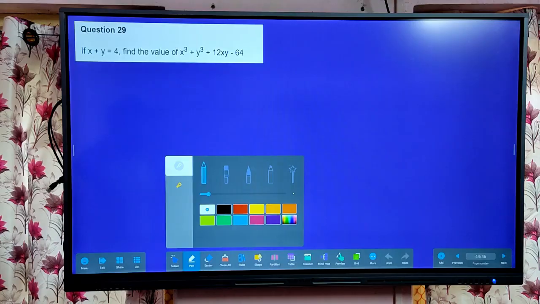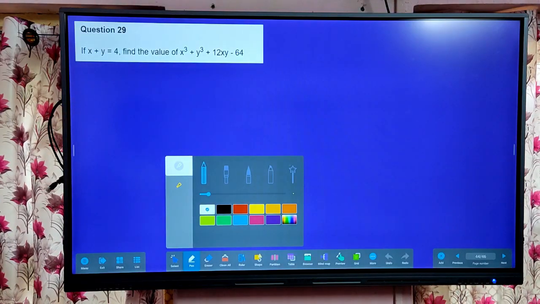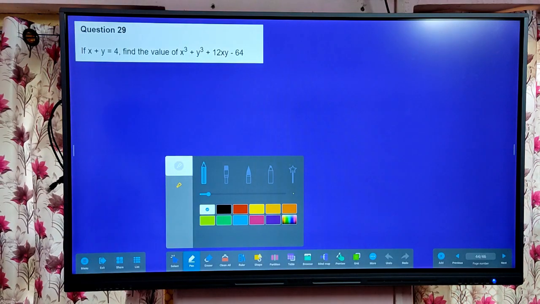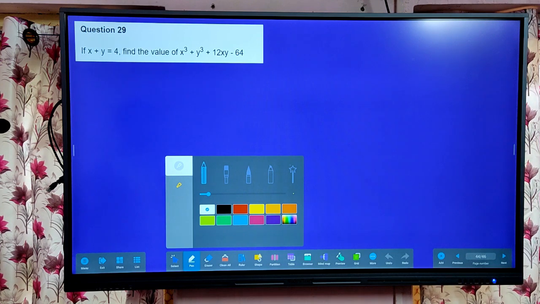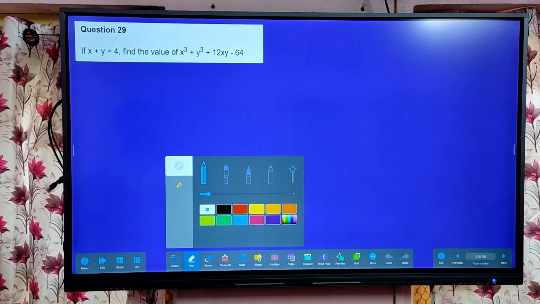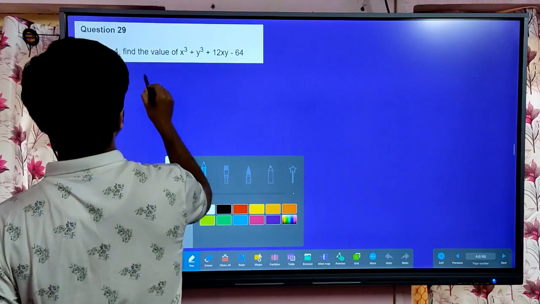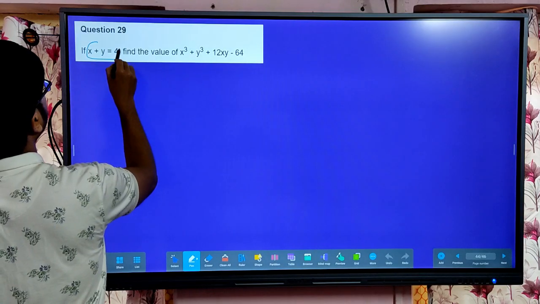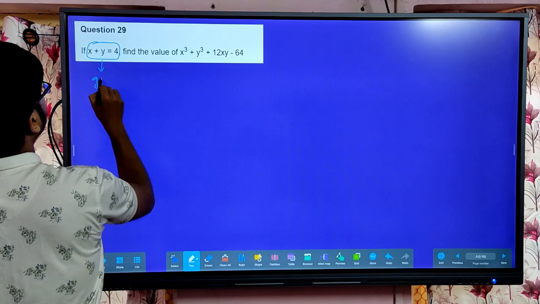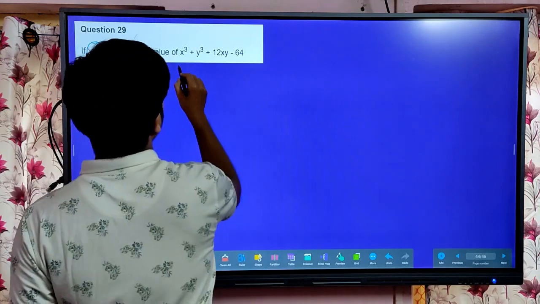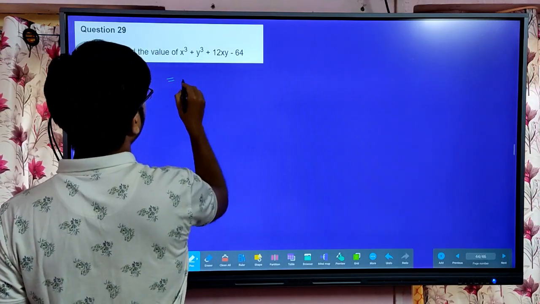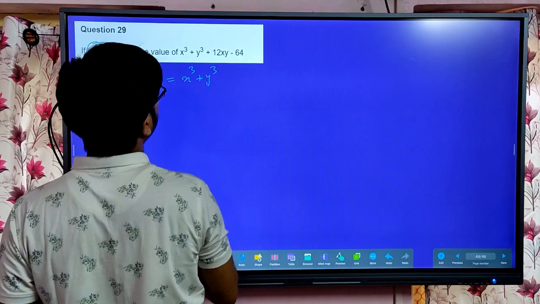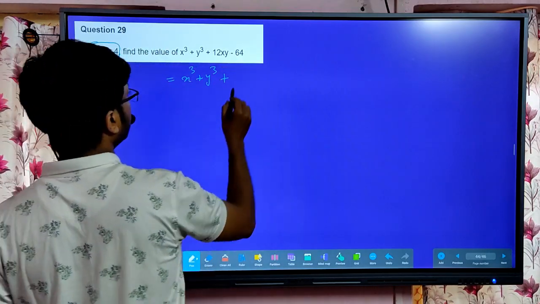x plus y equal to 4. Find the value of this. You see, x cube plus y cube plus 12xy can be written as 3xy into x plus y. Okay, so let me write here. Now this value is given. So here let me solve. You should write this first and then it will be x cube plus y cube. Then 12xy I can write it in this way.